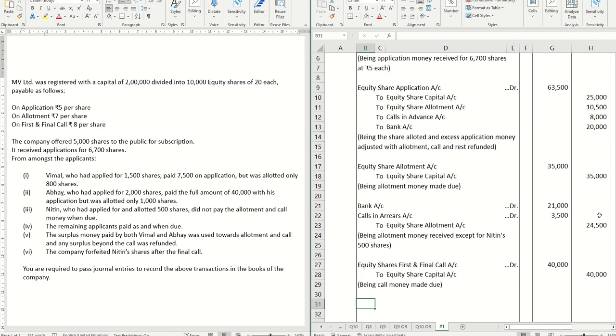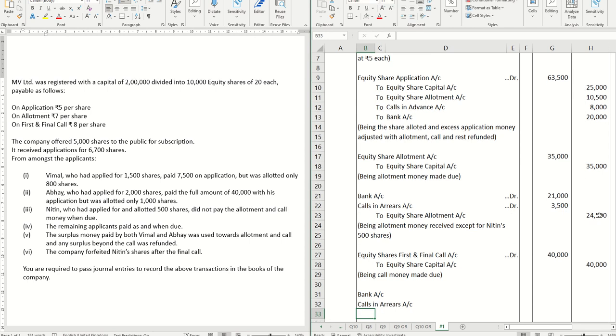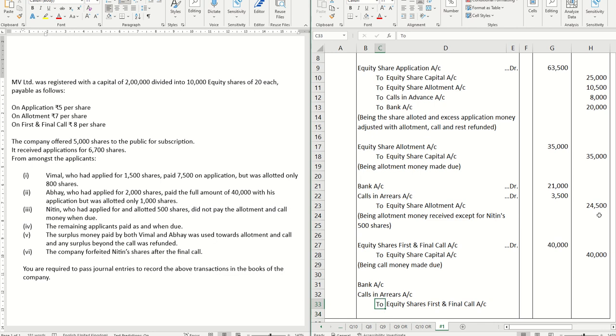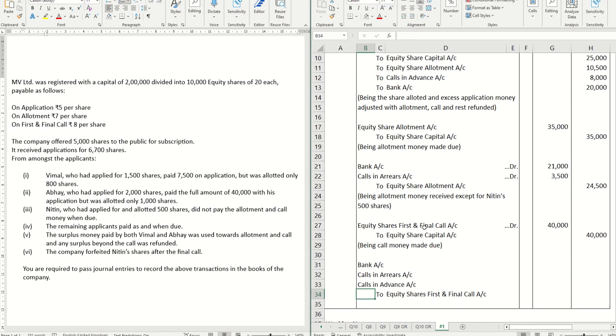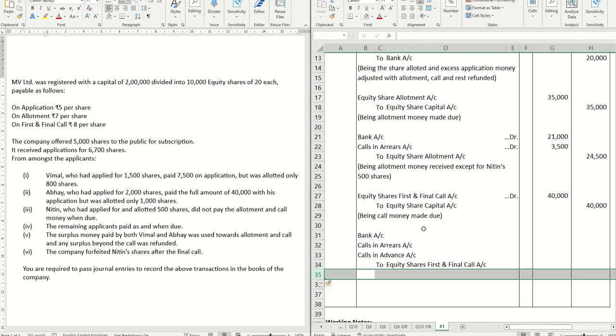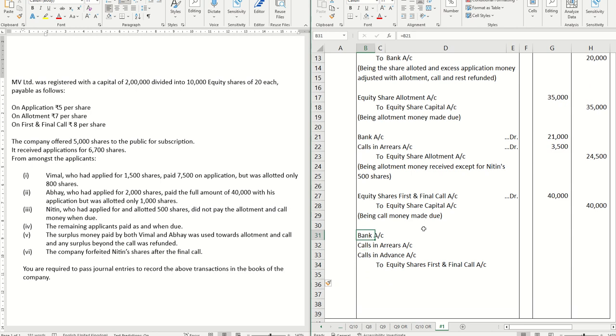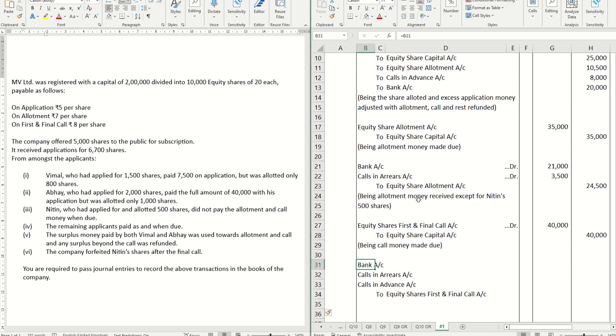Then we have the receiving entry, which is bank account debit, calls in arrears account debit as well, to equity share first and final call account. One more thing will come here, which is calls in advance account debit, the amount that we created here to be adjusted with the first and final call. So that has to be recorded here. Again, the adjustment would be the same the way that we did for allotment. That is the only difference. Rest everything remains the same.